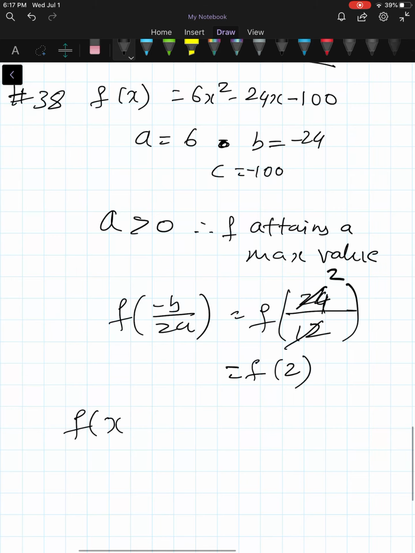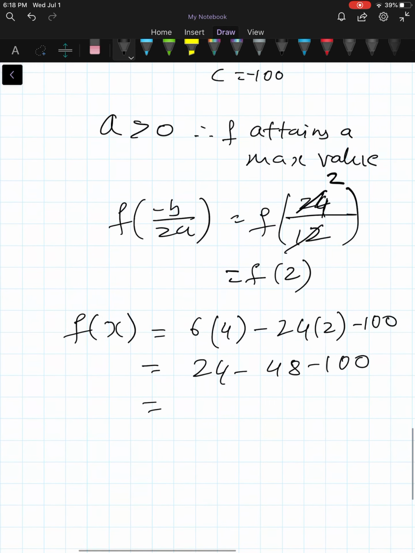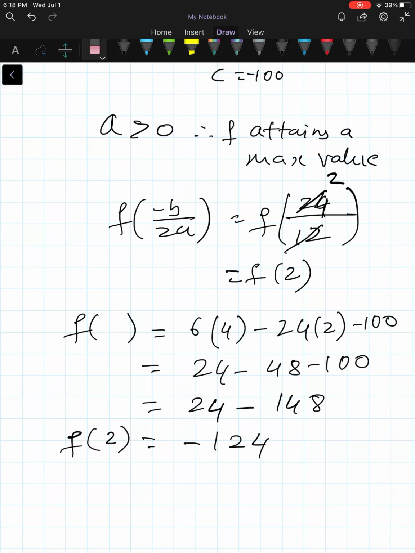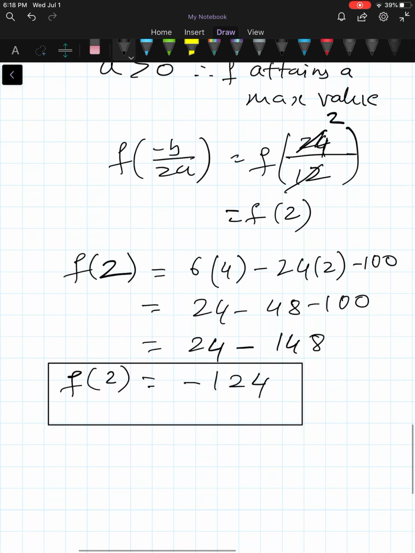Okay, so what is f of 2? If we calculate it, f of x is nothing but 6x square, that will be 6 times 4 because 2 square is 4, minus 24 times 2 minus 100. Correct? So this would be 24 minus 48 minus 100. So you get 24 minus 148. So that would be negative 124. So this is the extreme value of f. You can verify that through the graph as well.